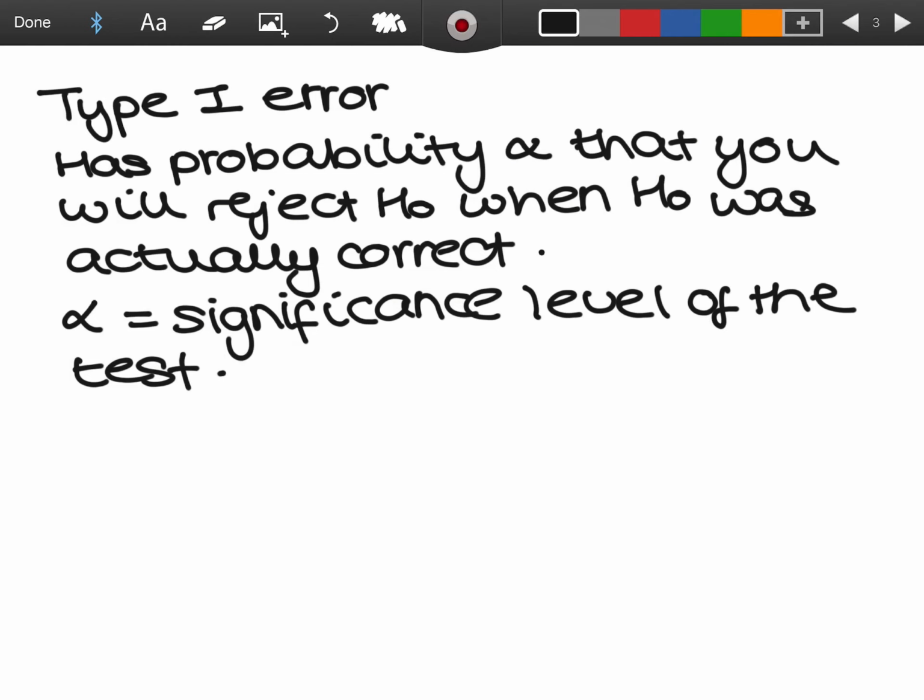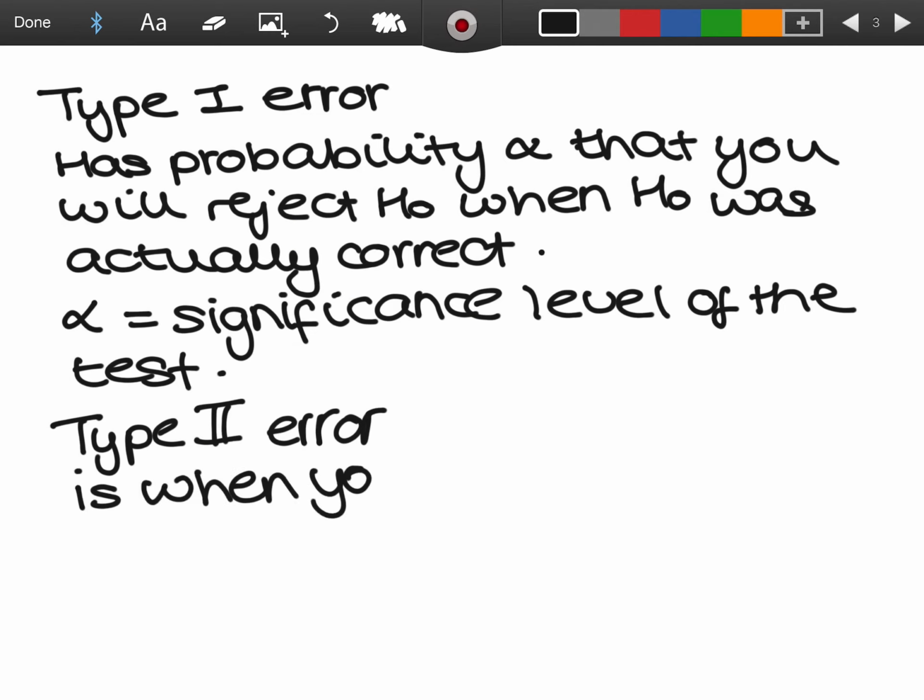The type 1 error is when you reject the null hypothesis in favour of the alternative when you weren't supposed to, when the data didn't actually state that that was what was supposed to happen. A type 2 error is the opposite of this. Type 2 error is when you fail to reject the null hypothesis when you should have done. So when you actually fail to reject H0 in favour of the alternative, but the alternative hypothesis was actually the true one.